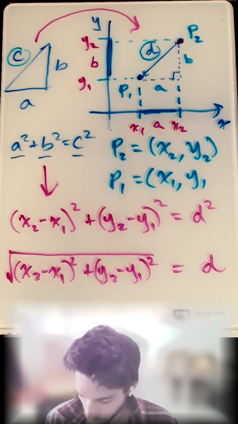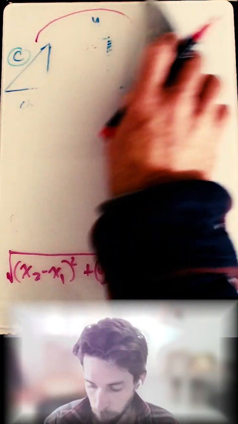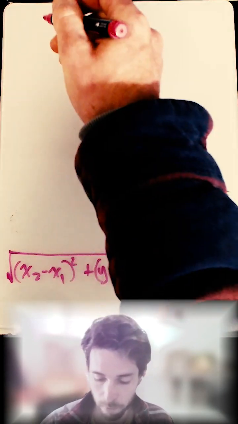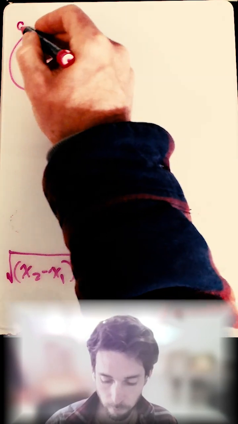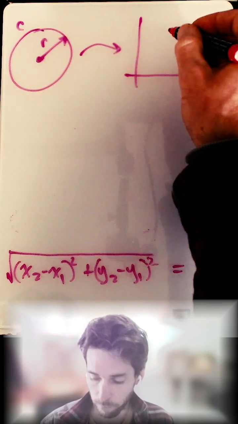Okay, so now what I would like to do is take what we have just learned and apply it to a circle. It's basically the same idea. So we're going to take a circle and all of its terms, and we're going to apply that to the Cartesian grid.